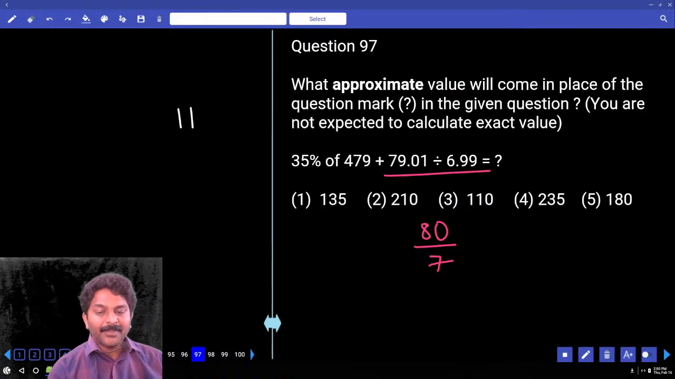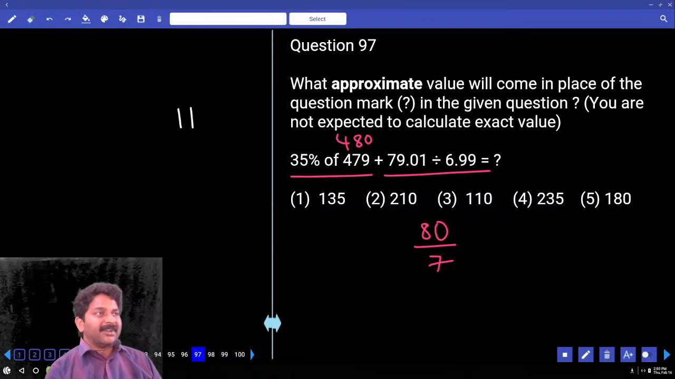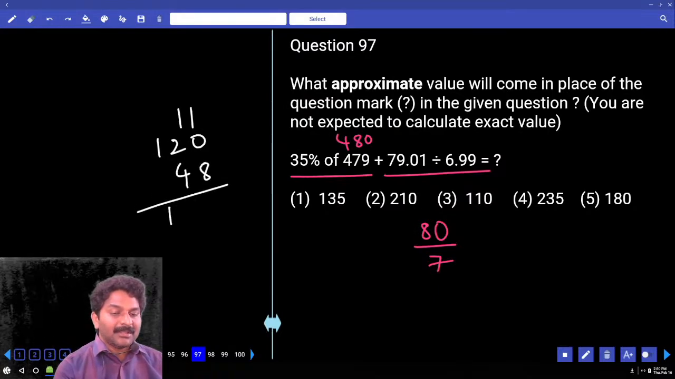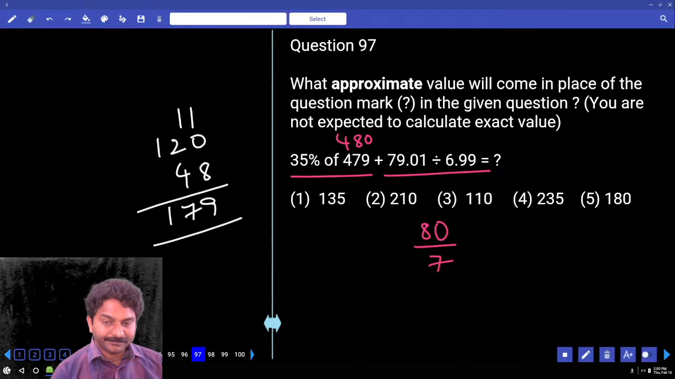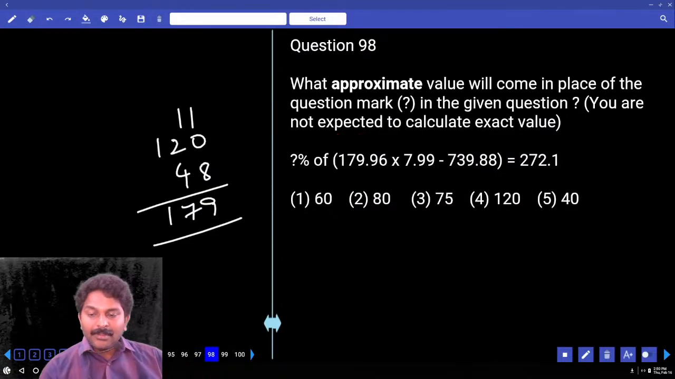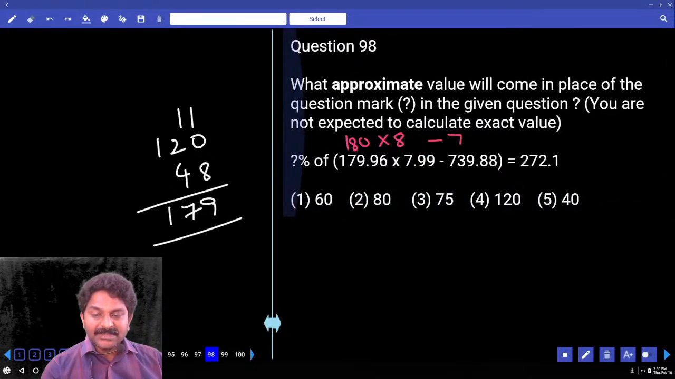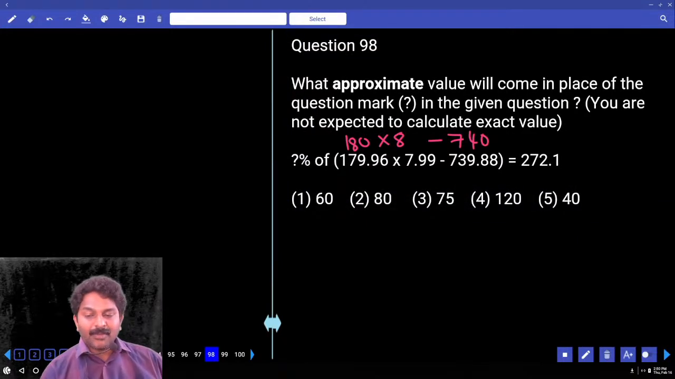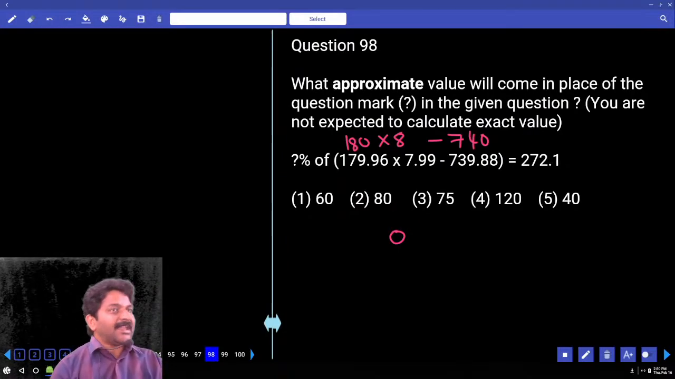Okay? 35% of 480. Can we write it as 10% plus 25%? 25%, 120, 10%, 48, total 168, approximate 180. Then 180 into 8 minus 740. 180, 8 times. 18 8 times. 10 into 8 plus 8 into 8. Okay?